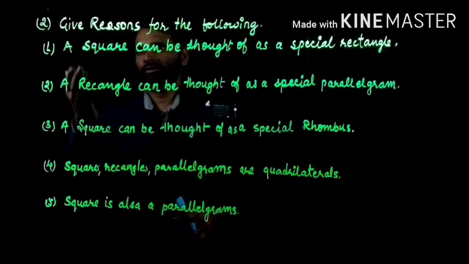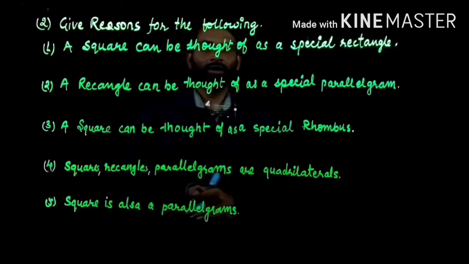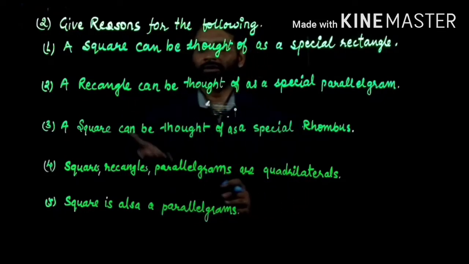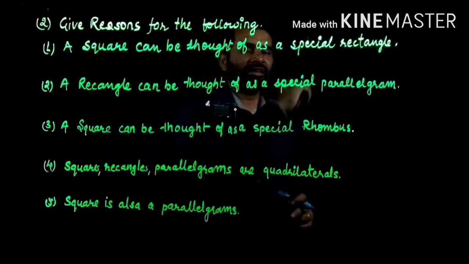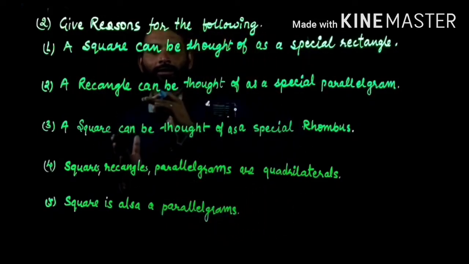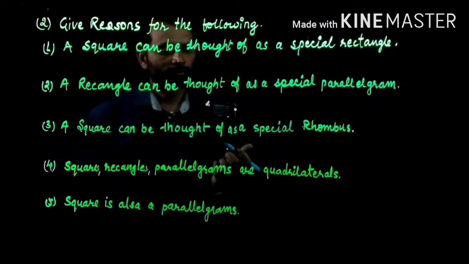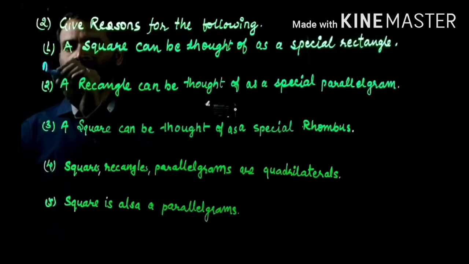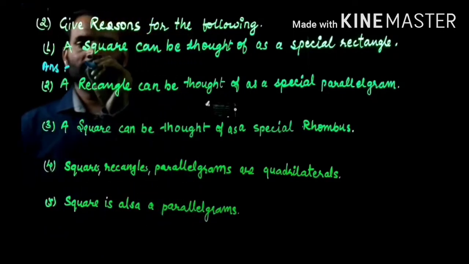Okay, next question is give the response for the following. There are 5 questions given, you have to read and then write the response. The first question, a square can be thought of as a special rectangle. A square is a special rectangle, so the response is a rectangle.